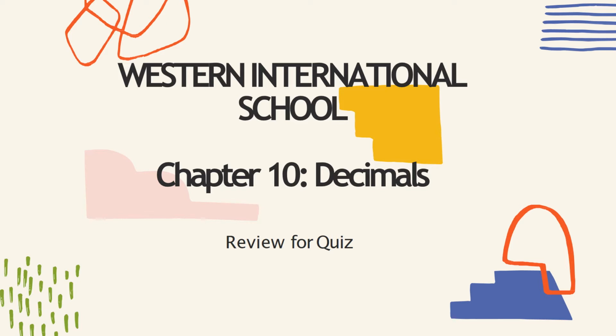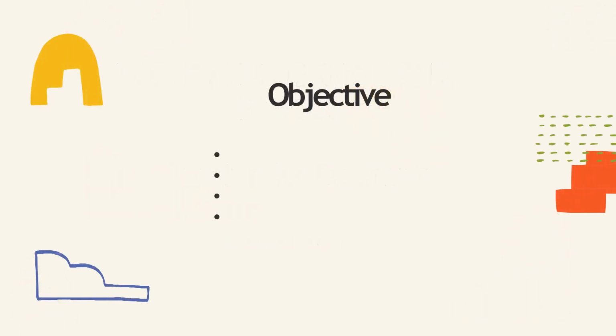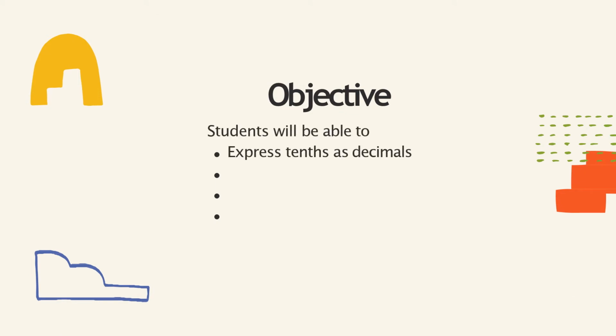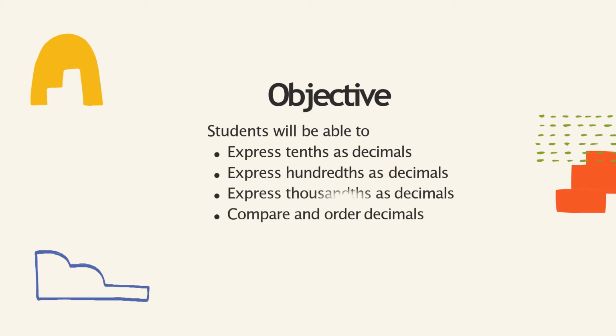But before we do a quiz, I would like to review what you have learned in chapter 10. It's about decimals. The objective of this review and this quiz is that the student will be able to express 10, 100, and 1000 as a decimal, and also be able to compare and order decimals.